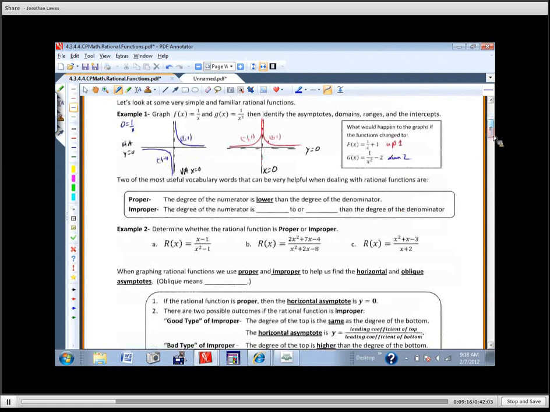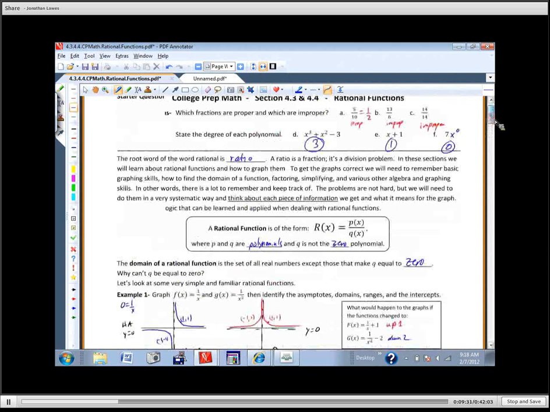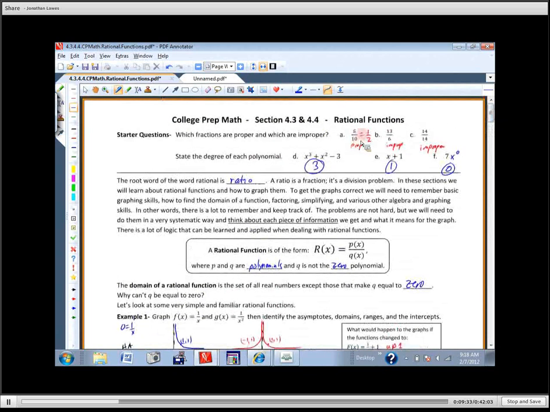These are going to be really useful. Okay? So let's talk about what a proper rational expression is. A proper rational expression is where the degree of the numerator is lower than the degree of the denominator. Okay? So just like in our example up here, this was proper. The top was smaller than the bottom. These two were improper. Okay?